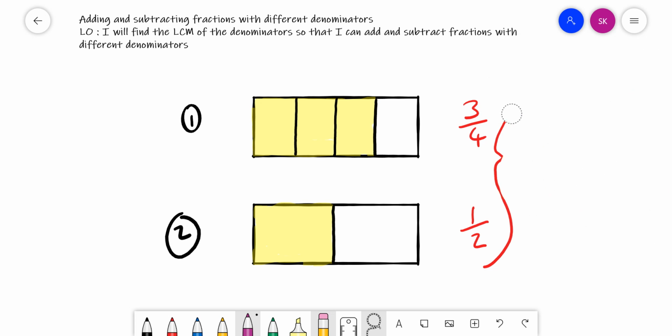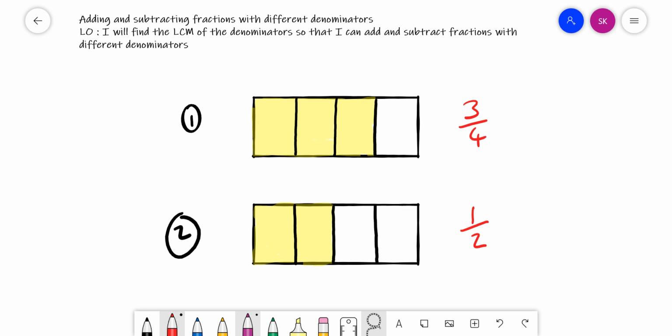What we have to do when we are in a situation where we're adding fractions with different denominators, so in this one I've got this 4 here, and in this one I've got the 2, is we have to somehow get the denominators so that they are the same. Now to show you how I'm going to do this, I'm going to take chocolate bar number 2, and I'm going to split it up so that it's got the same number of parts as chocolate bar number 1, which means I'm going to split it into quarters.